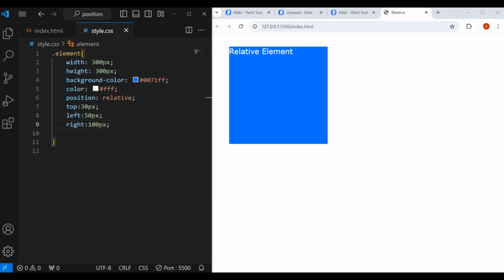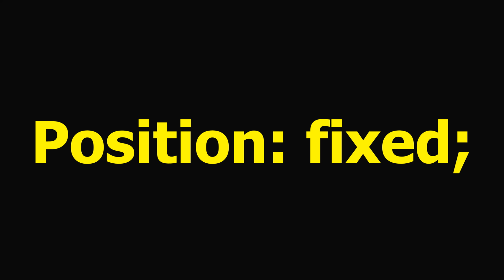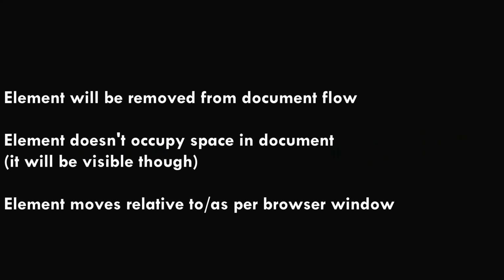Next let's talk about position fixed. So guys, what is position fixed? There are three things that I want to talk about position fixed. First thing is, the element will be removed from document flow. Now you know what is meant by document flow, right? Second point is, the element will be there but it doesn't occupy space in the document. And third point is, it will move according to the browser window. Now let's see that with an example.